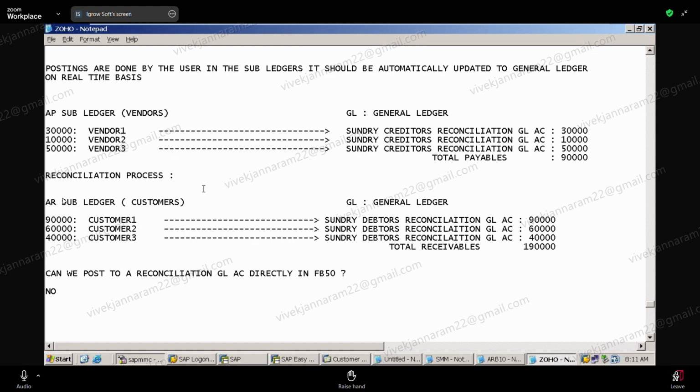Ledger, we have to go to the subledger. Which subledger? The AP subledger, vendor ledger. Vendor two. Correct.